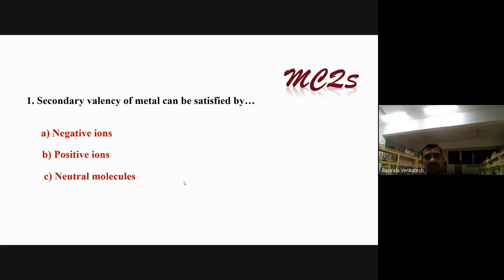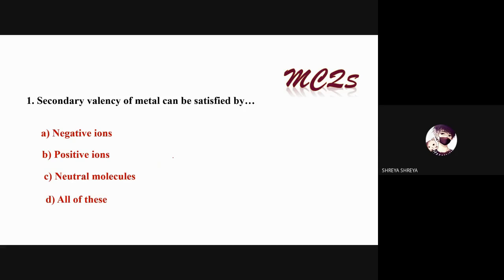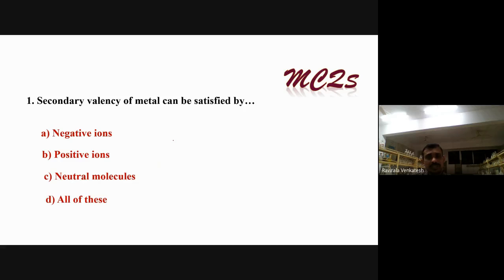Let me take some MCQs also here. Secondary valency of metal can be satisfied by. If anybody is online, anybody join, you can answer. Sir, all of this? Secondary valency of metal can be satisfied by negative ion, positive ion, neutral molecule. All of them will be the answer here.